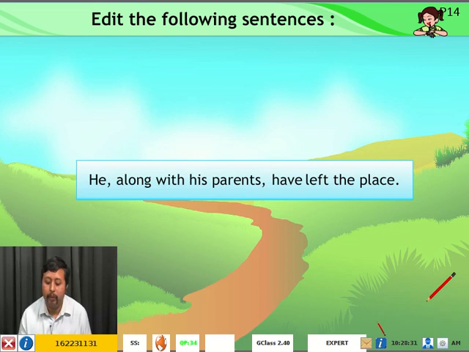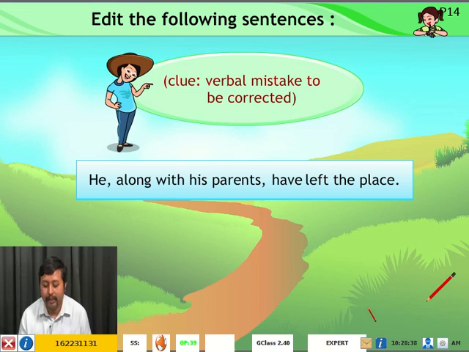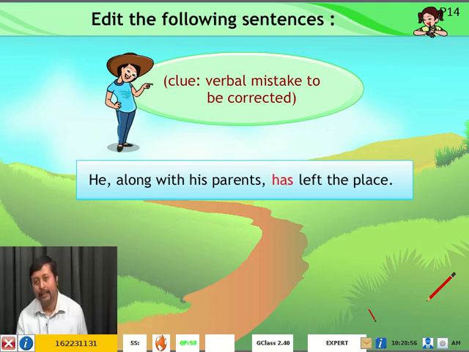He, along with his parents, have left the place. Now the clue is verbal mistakes need to be corrected. He, along with his parents, have left the place. So, what will the answer be here? It should not be have, it has to be has.